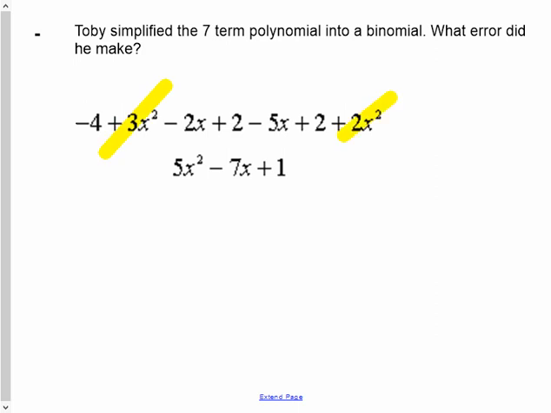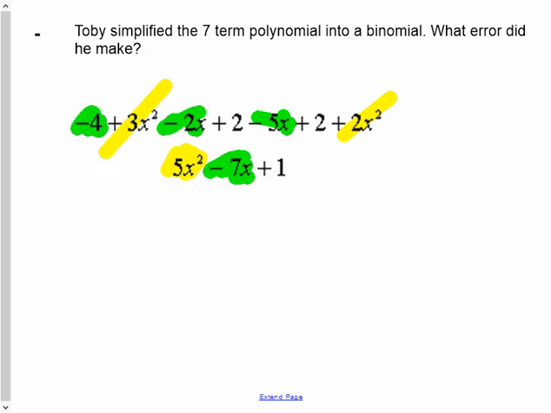3x squared and positive 2x squared is going to be exactly what Toby got, which is 5x squared. You did a good job on that. Then I'm going to go for my negative 2x and my negative 5x. And that's going to be a negative 7x, which Toby got right here, which is great. So far he's doing good.